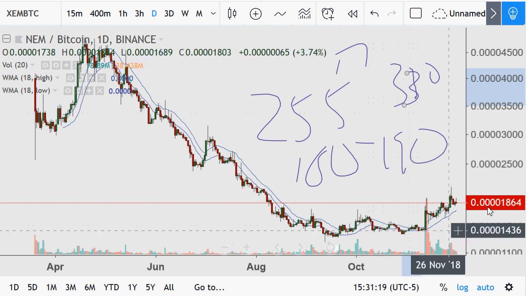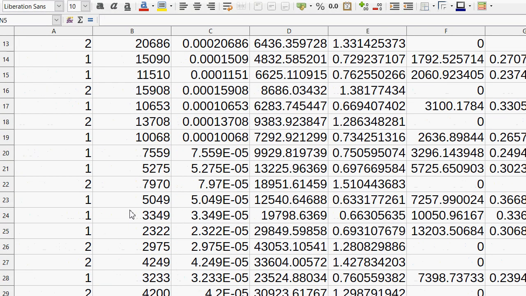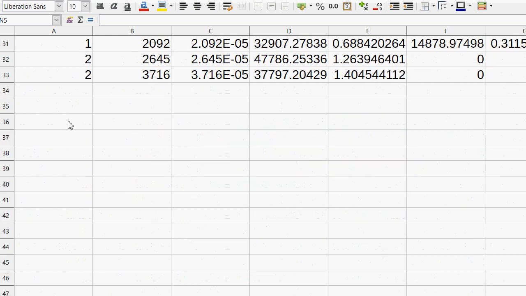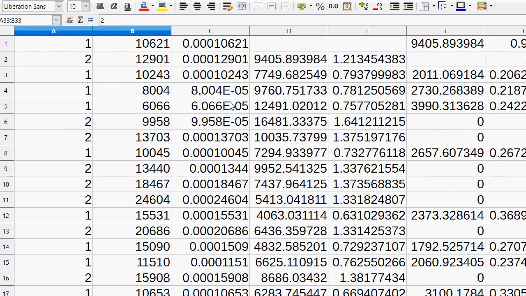In this case, how many trades were there in 1 year? There were 32 from the original one. So 32 buys and sells from the entry point. So that would work out to an average of like 2.5 to 3 a month.